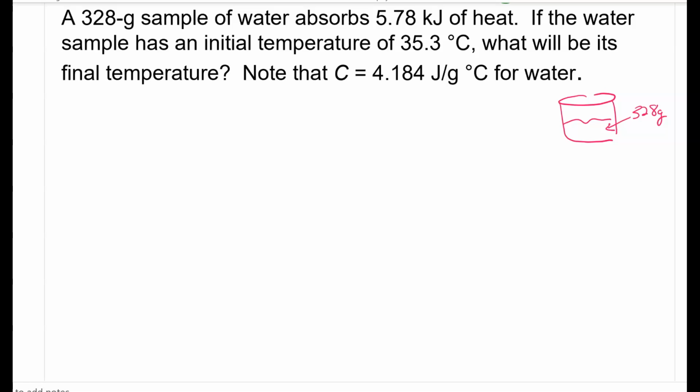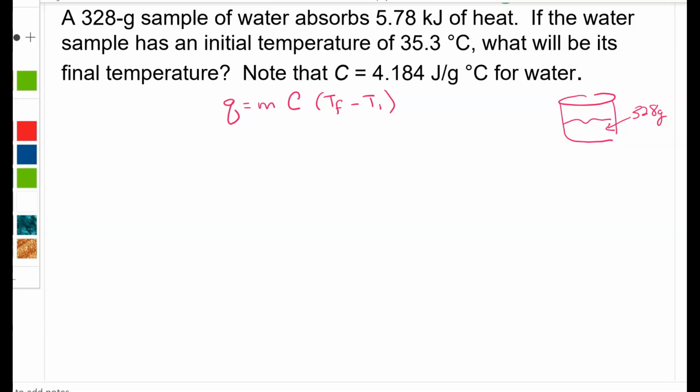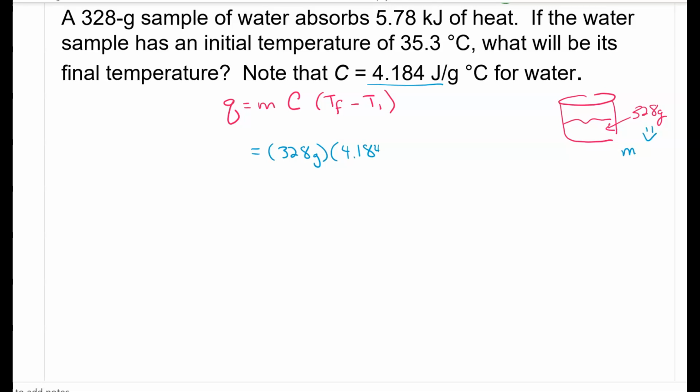So I read this and I realize I'm going to need Q equals MC times T final minus T initial. So now we need to identify what information we have. So our system is this water because the water is absorbing the heat. And the 328 grams, that's going to be M. That's the mass. So I'm going to put that here, 328 grams. I was given C, it's right here, so I'll put that in: 4.184 joules per gram degrees C.